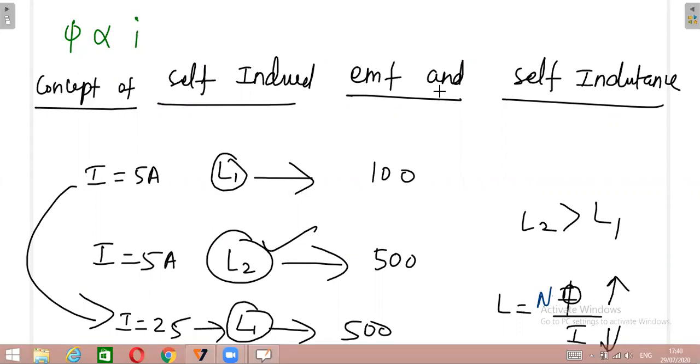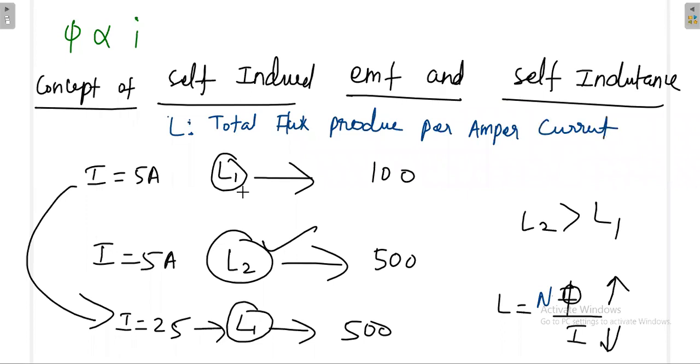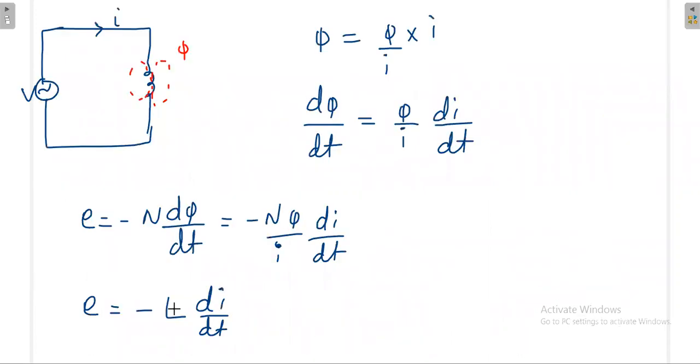So what is the inductor definition? Total flux produced per ampere current. What is the ability of the inductor? How much flux it produces per ampere, that is the inductance value. So the total flux produced per ampere current, that is the inductor value. So I can replace this nφ divided by I with L.